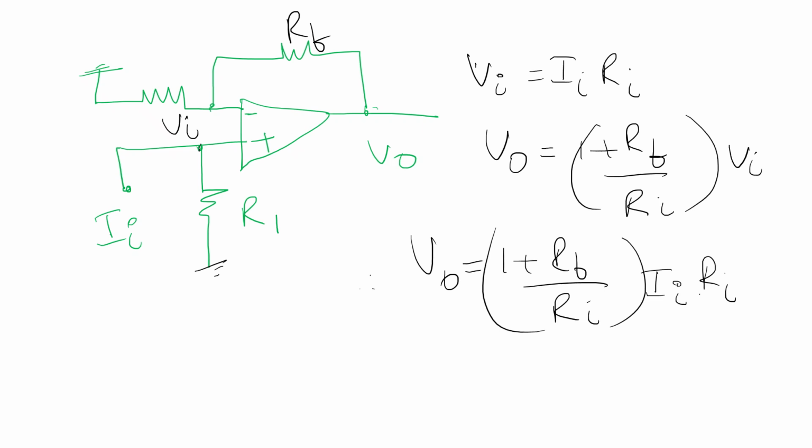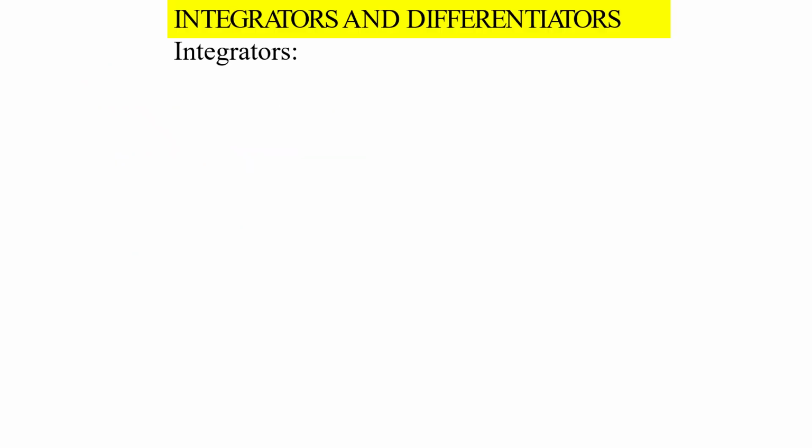So what are the previous circuits we have discussed? So far, voltage to current converters in two different modes, with floating load and grounded load. Then current to voltage converters with the input source current fed to the inverting terminal and non-inverting terminal. The next topic is integrators and differentiators.